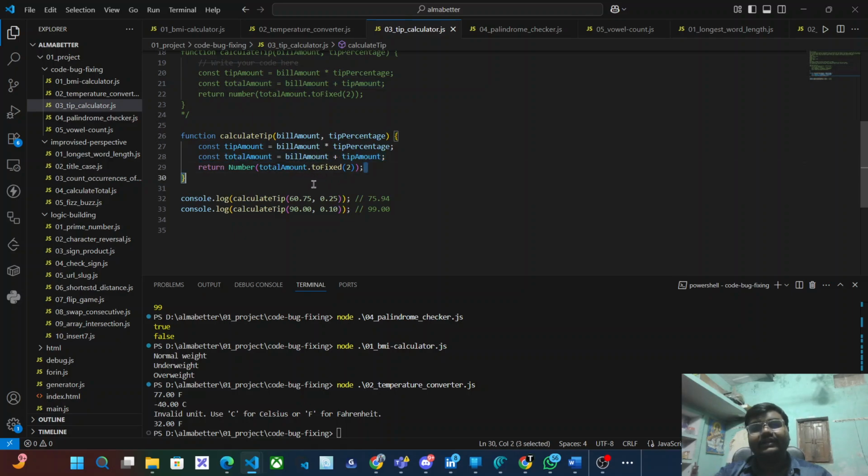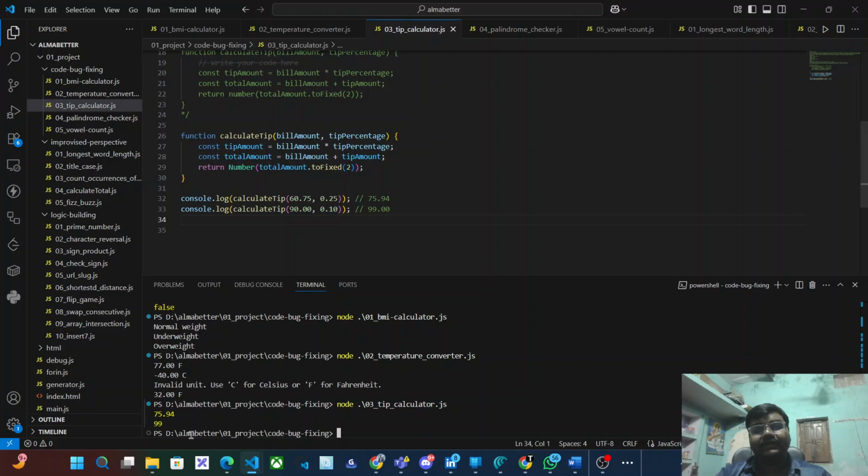Now we are taking two decimal points, so we are using toFixed and we are converting it into a number. So when we are running this function, we get the result, and the expected output and the resultant output are the same.